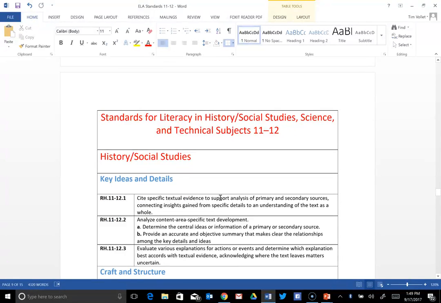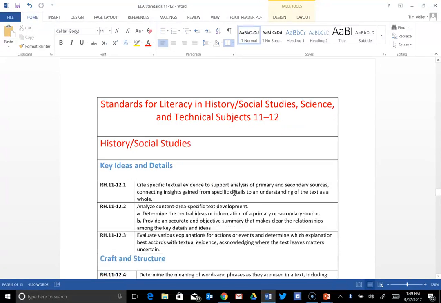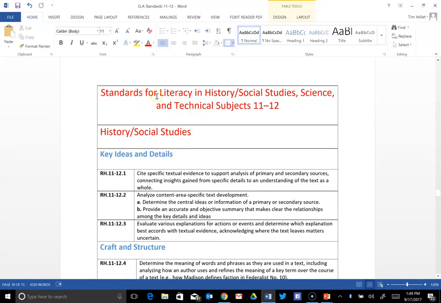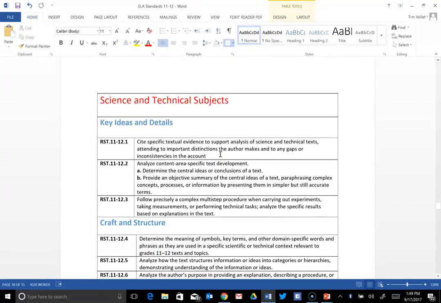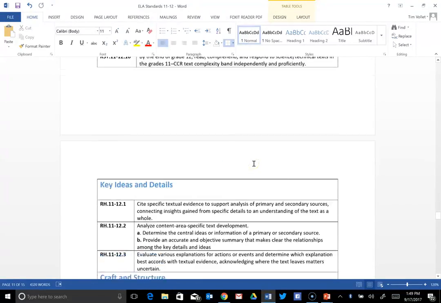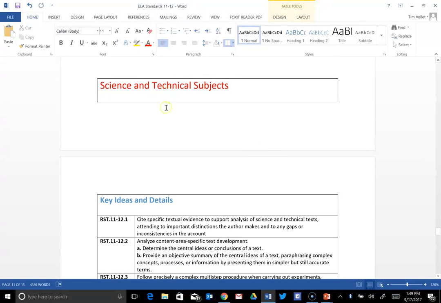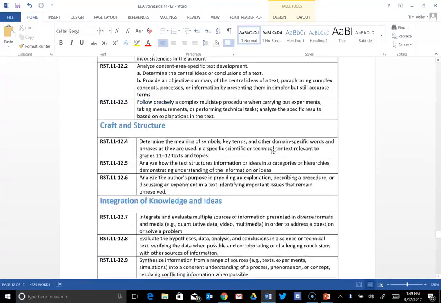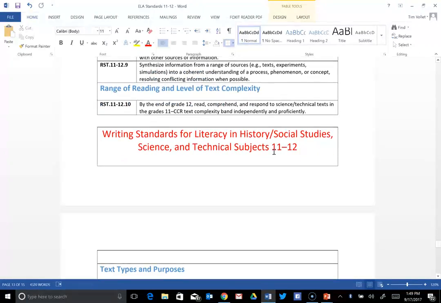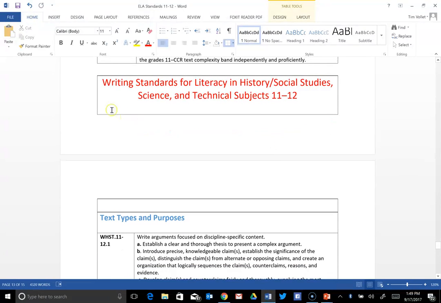And then here are those anchor standards, or those standards that deal with history, science, and technology, or technical subjects, I should say. And they're sort of broken down. It's a little bit weird. So here's the standards for literacy. And then it's broken down in history and social studies and in science and technical subjects. But then when you get down to the science, hold on a second, now I'm confusing myself. I don't think that's supposed to be there. Anyway, I'll have to go back and look at that.